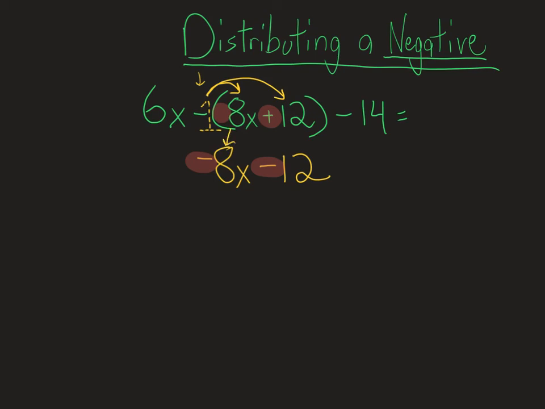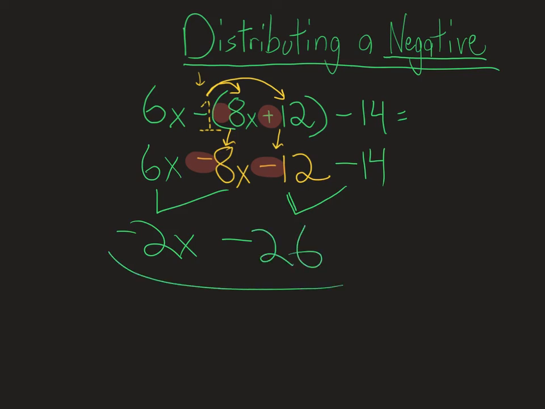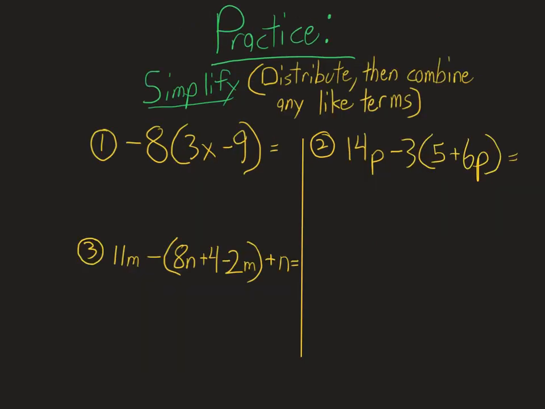8x will just become negative 8x. 12 just becomes negative 12. And now the negative's gone, the parentheses are gone, and we're back to our normal business. Bring down the 6x, bring down the minus 14, and now we're just combining like terms like we always would. 6 and negative 8 makes negative 2. Negative 12 and negative 14, bad guy, makes negative 26. And there we go.